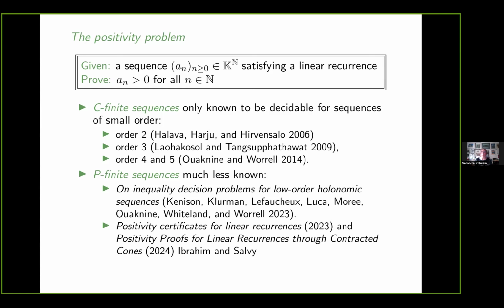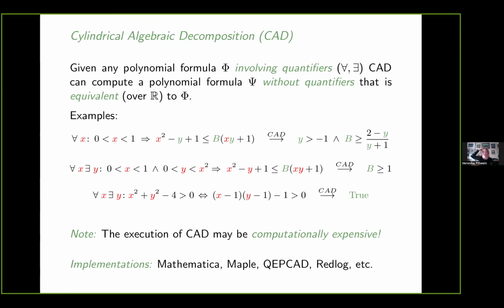I will talk a little bit about how this relates to the things that we have been doing at RISC in Linz, but I will focus more on the things that we have been working with. This is the so-called Gerhold-Kauers method. It goes back to Stefan Gerhold and Manuel Kauers, who introduced it about 20 years ago. It's a method for proving positivity for P-finite sequences that I will introduce next. It's a method that uses cylindrical algebraic decomposition.